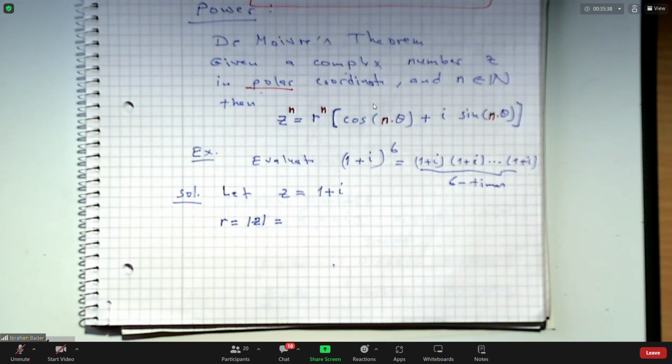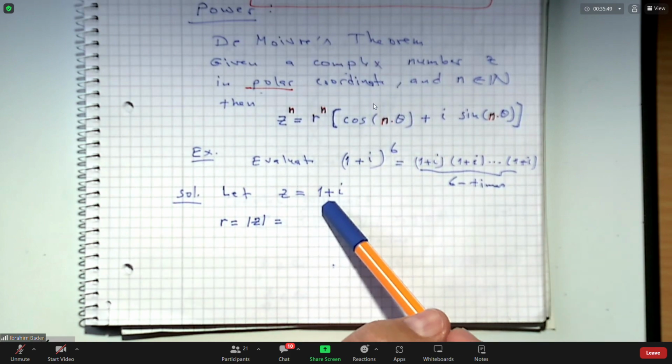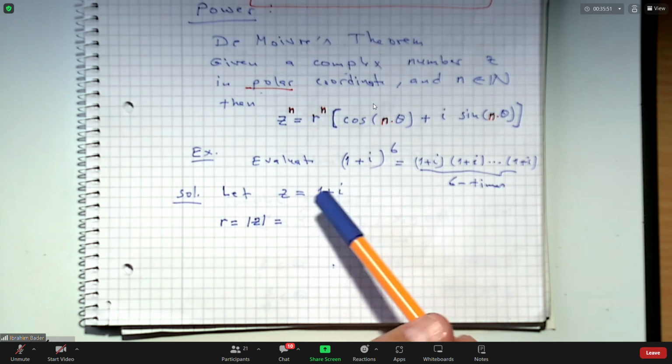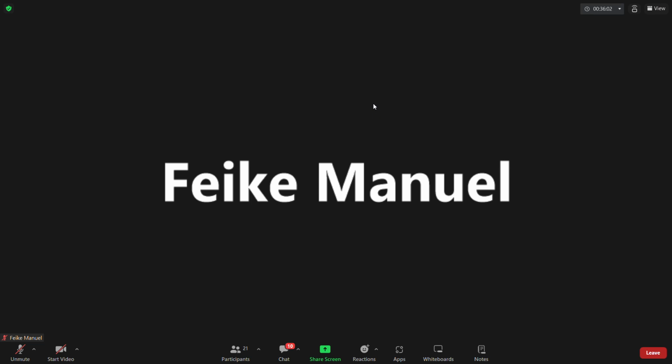So if we write the number in polar coordinates, we are almost done. First of all, this number z, which quadrant does it belong to? Anyone can write in the comments which quadrant, or just say it. I can hear you, by the way. The first. The first, obviously.